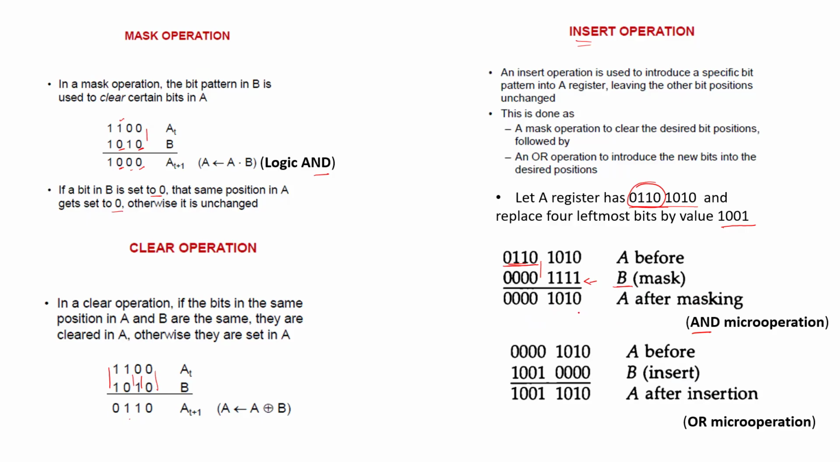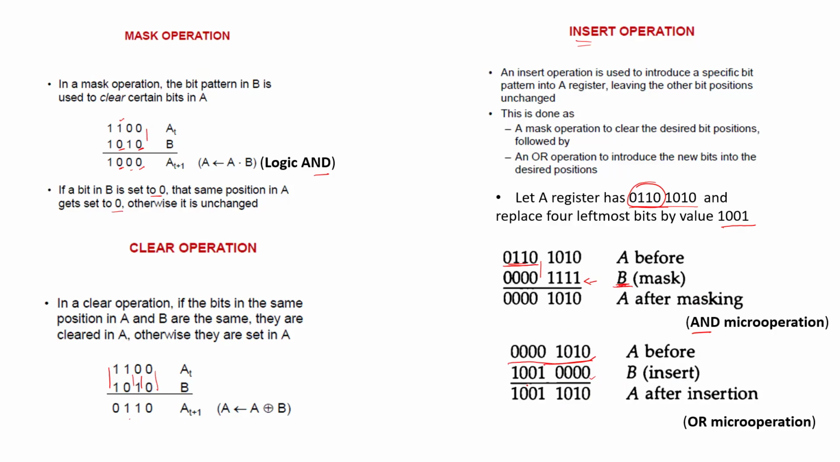So here we have to choose the mask properly. The bits you want to change have corresponding bits of B equal to 0; otherwise the remaining bits of B will be 1. Now masking is over, so the contents of A become this. Now, which bits do you want to insert? They should be in that particular position, and the remaining bits of B should be 0. Since masking is already done, only those bits will be the new bits we introduce.